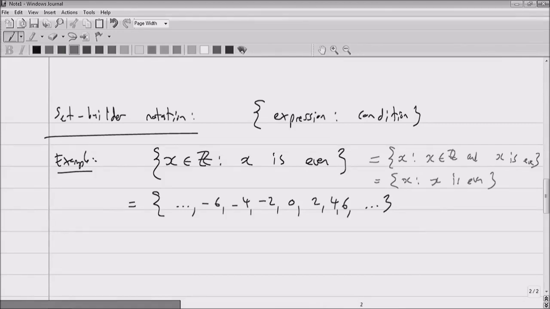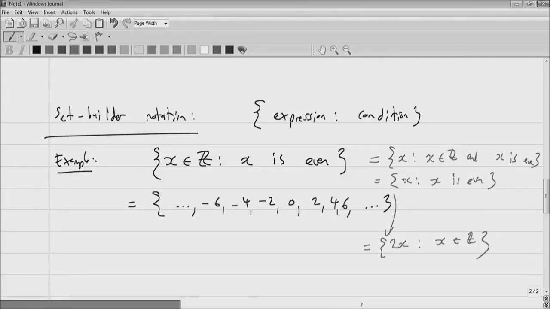Okay. Yes? If we write it as a set of 2x, where x is an integer. Yeah, you could write it that way as well. So that's another way of writing this down. You could write it as the set of all 2x such that x is in Z. That's another way of doing it. So there's usually not just one way you can write down a set in set builder notation. There are lots of different ways you can write a particular set down using set builder notation.